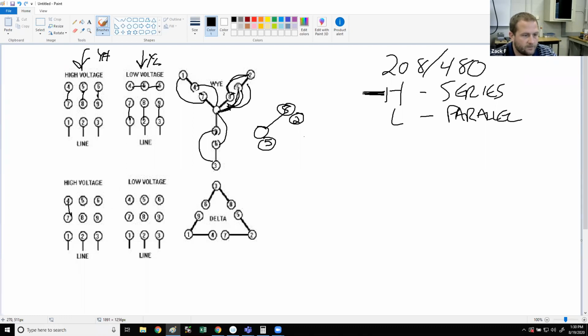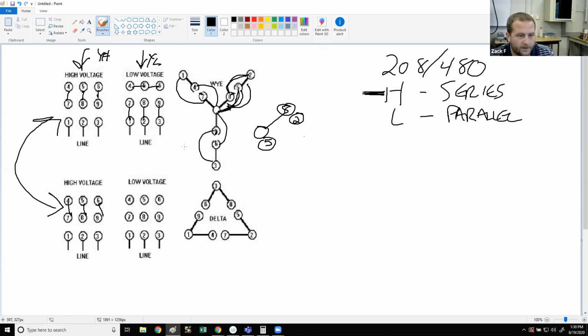4 to 7, 5 to 8, 6 to 9. What do you notice about these two? They're the same. So whether you have Y or delta wound motor, if you're using low voltage operation, they're going to be hooked up the same way.